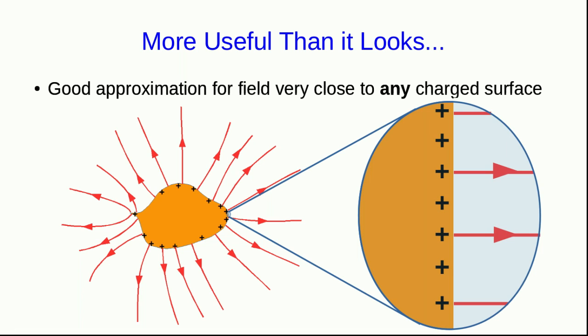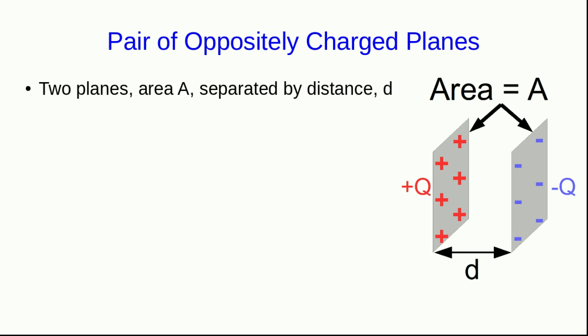And so the field close to any charged surface, where by close we mean on a scale that is much smaller than the curvature of the surface, the field always looks like the field due to an infinite plane of charge. We can find another use for this expression if we think about what will at first seem like a contrived situation, but actually turns out to come up all the time.